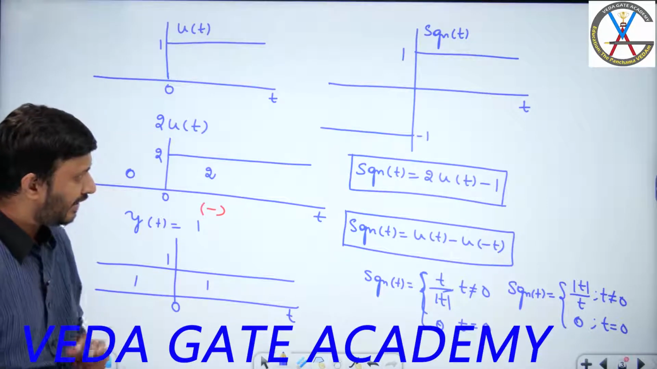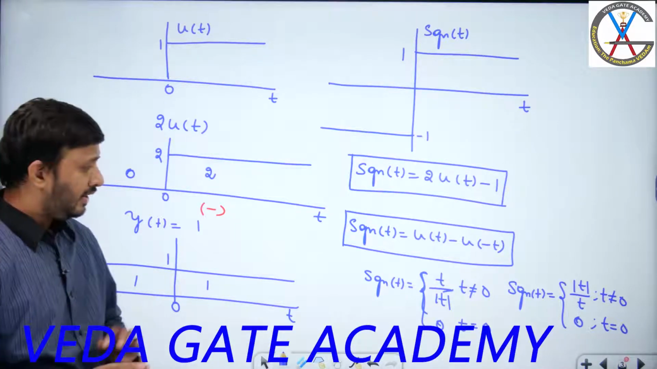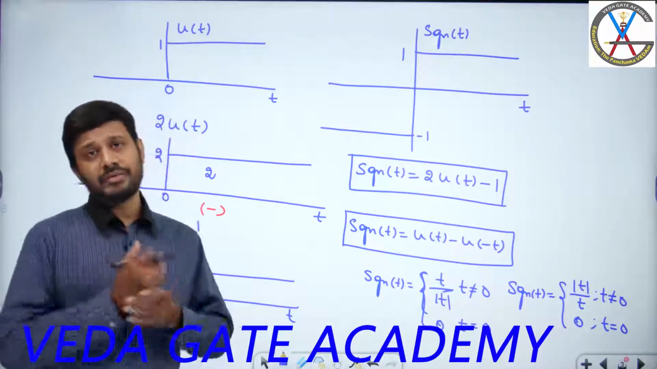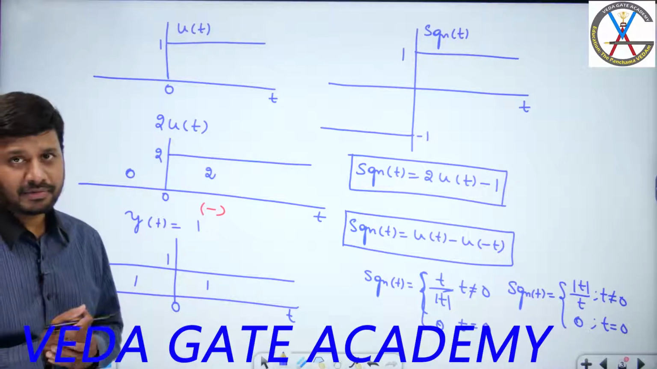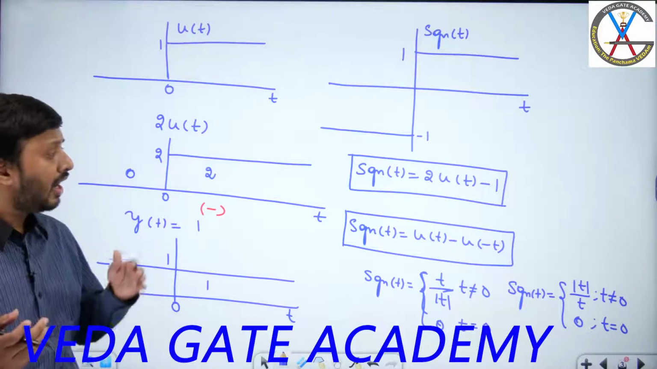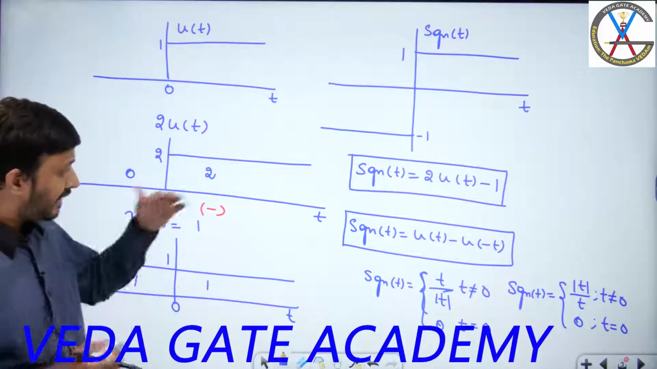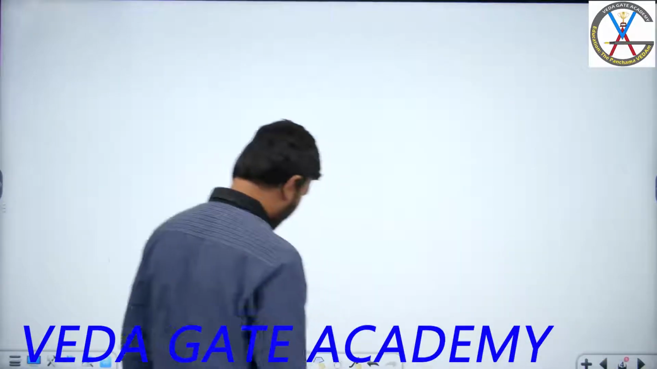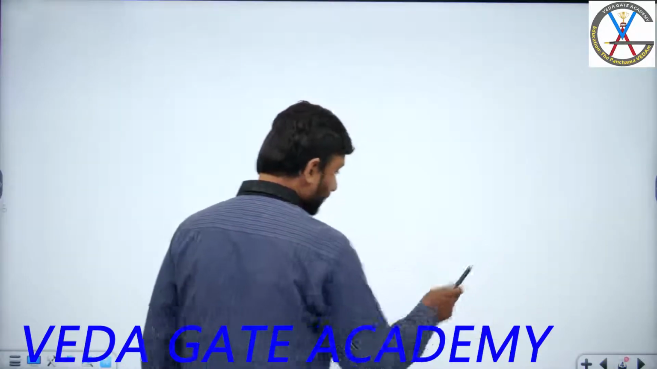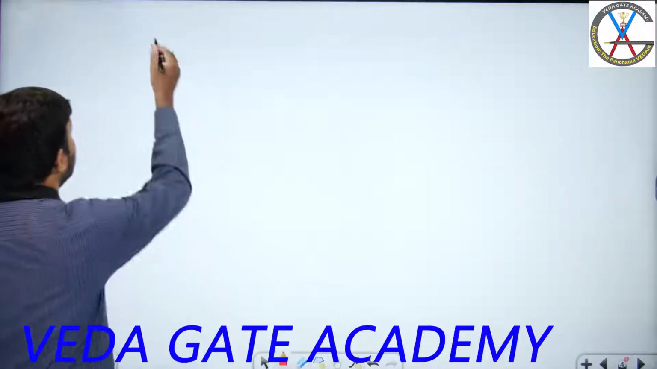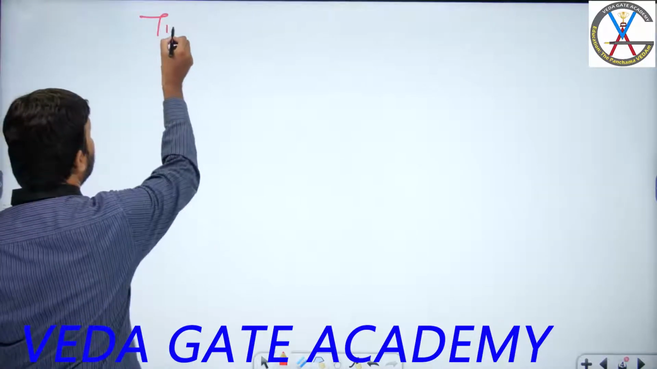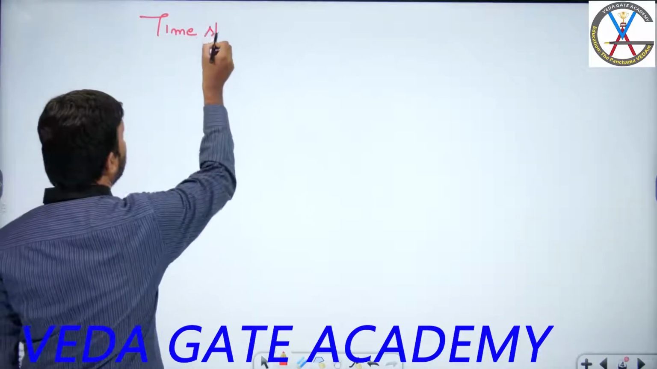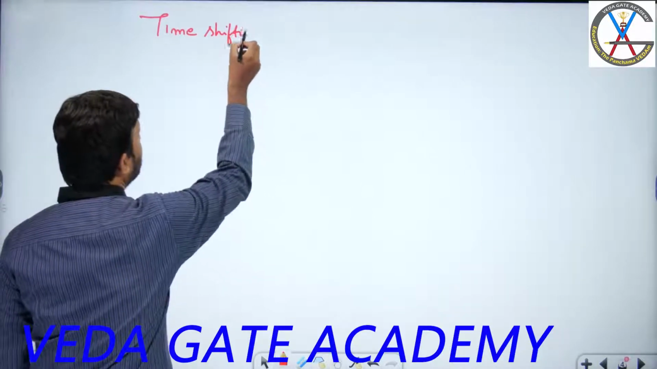And after looking at the definition, the next thing is we'll see what transformations of the independent variable we can perform. Time shifting, time reversal, time scaling. How to perform on this signal called signum we'll observe. So coming to the first transformation of the independent variable, time shifting. Time shifting for signum.